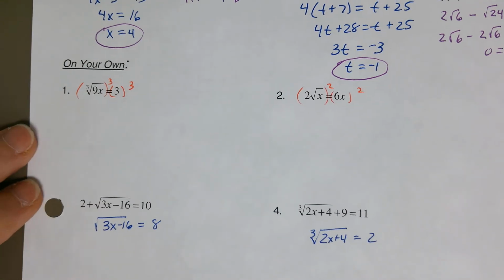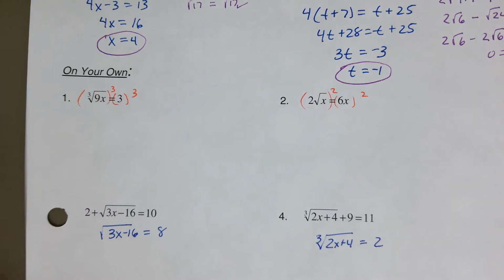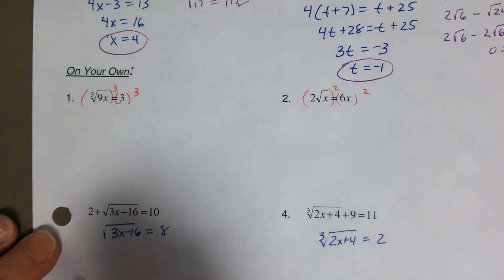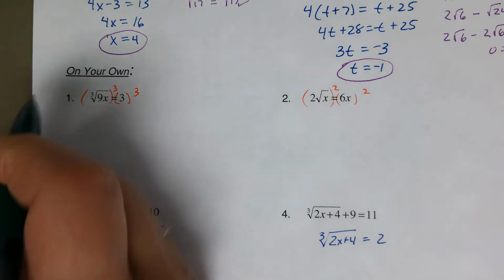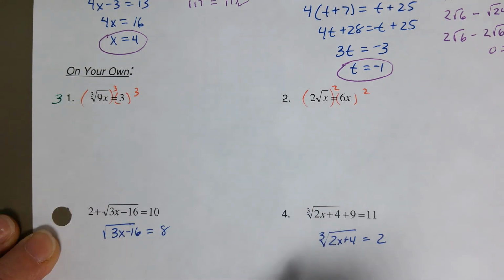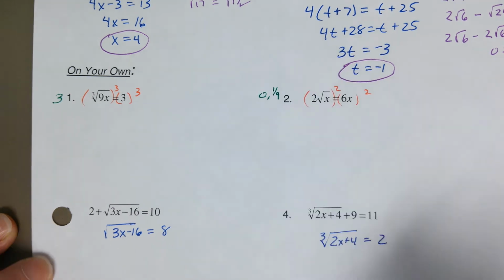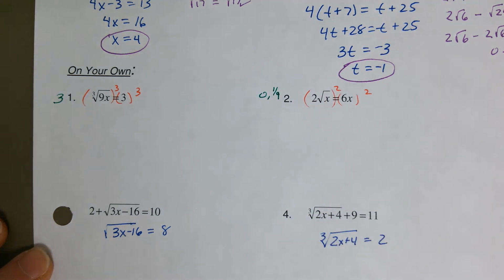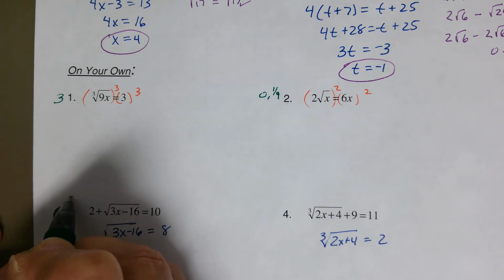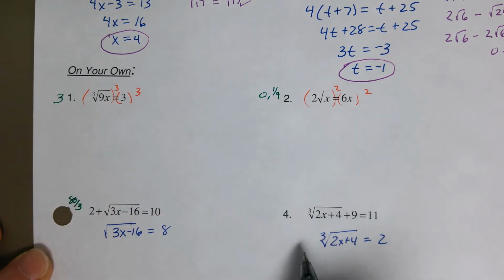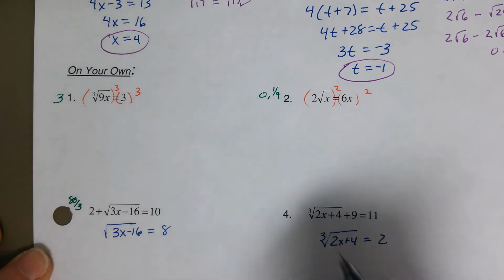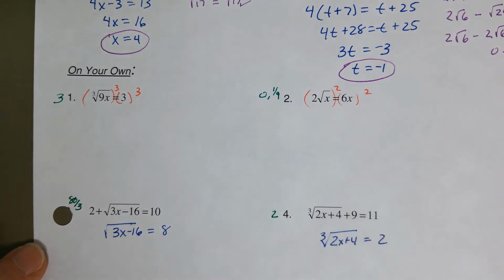Off to the side, I'm just going to write the answers. Again, if you want, you can attempt these on your own. I'll use green. Answer to 1 is 3. 2 is 0 and 1/9. 3 is 80/3. 4 is 2. 5, 4 and negative 3. 6, negative 2.